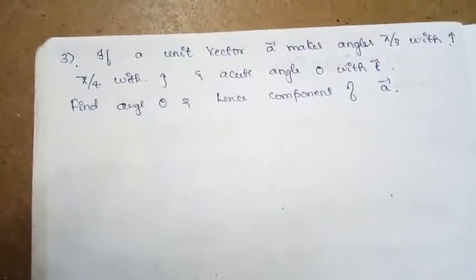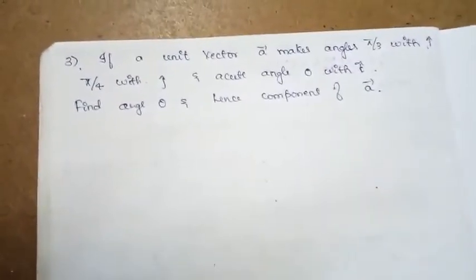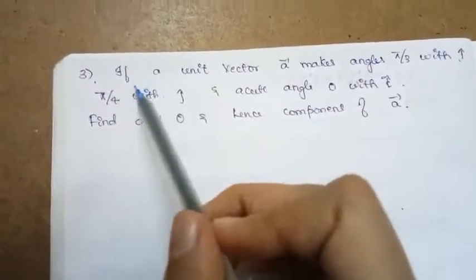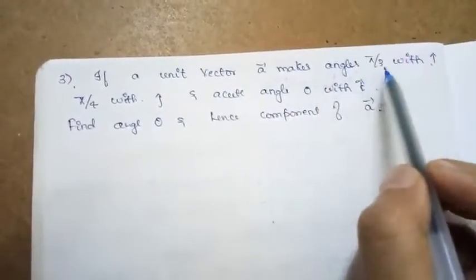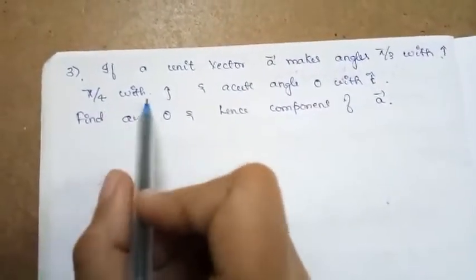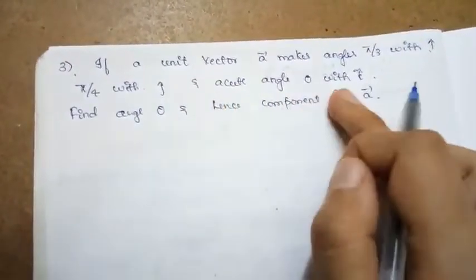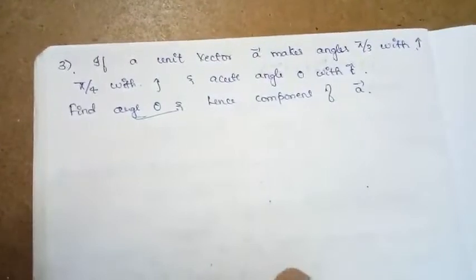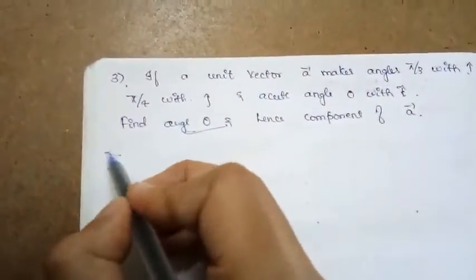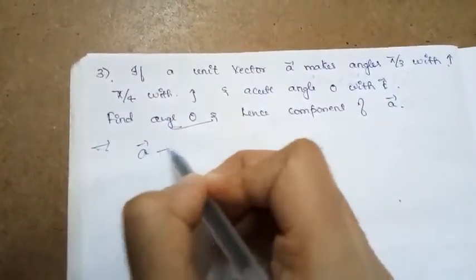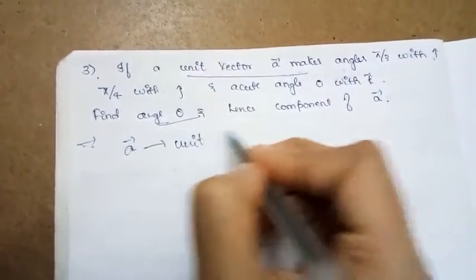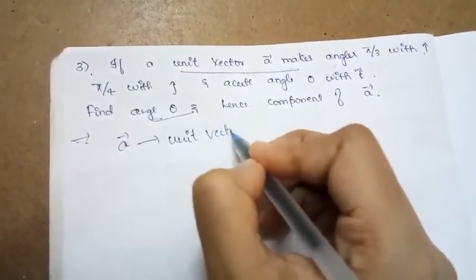So the third question is a somewhat interesting question out of all your exercise questions. You can see here: if a unit vector A makes an angle pi by 3 with i cap, pi by 4 with j cap and an acute angle theta with k cap, find the angle theta and hence the components of vector A. In the solution, first thing, vector A is a unit vector.